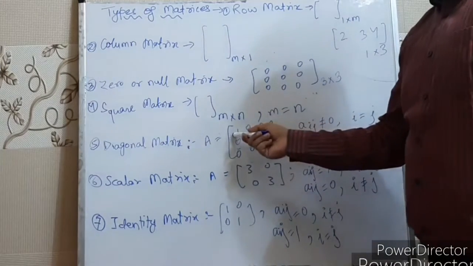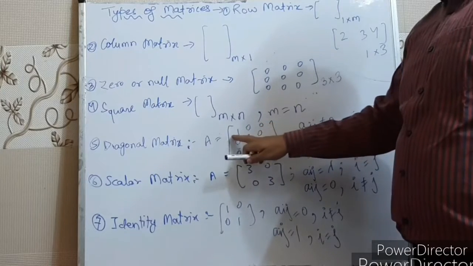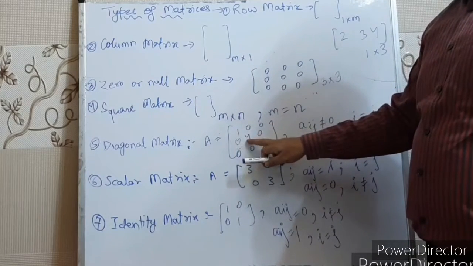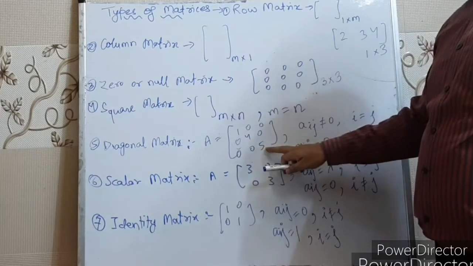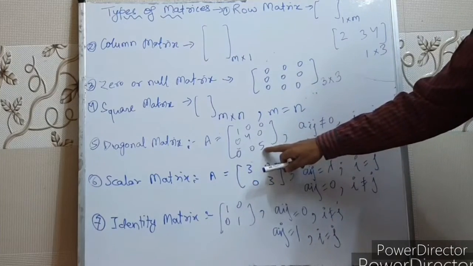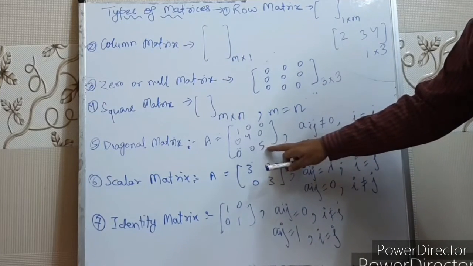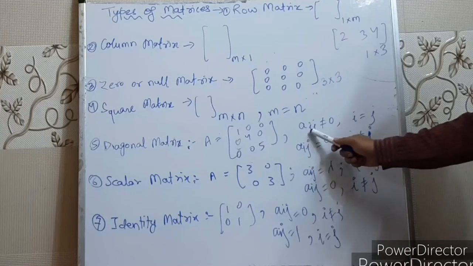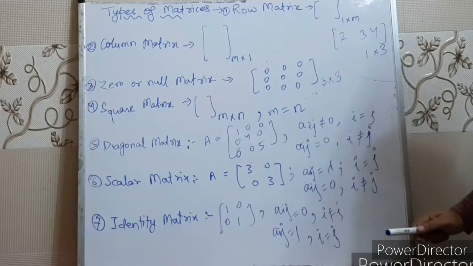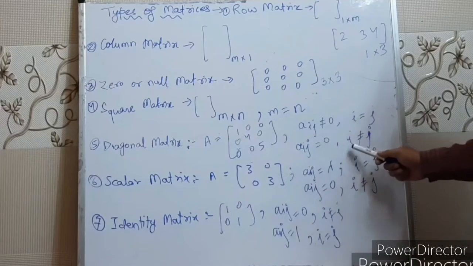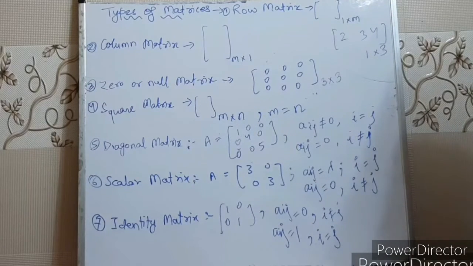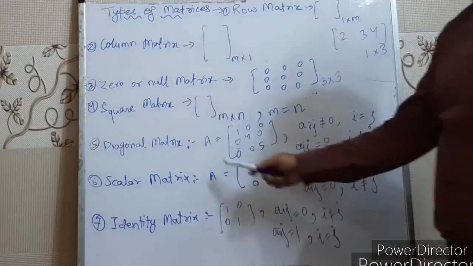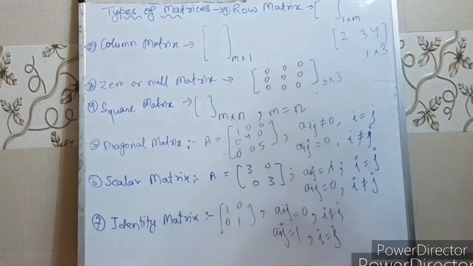So this is what element of the matrix? First row and first column. This is second row and second column. This is third row and third column. That means the row number and column number are equal. The places are the same. When i is equal to j, Aij is not equal to 0. And Aij equals 0 when i is not equal to j. So this matrix will be called a diagonal matrix.